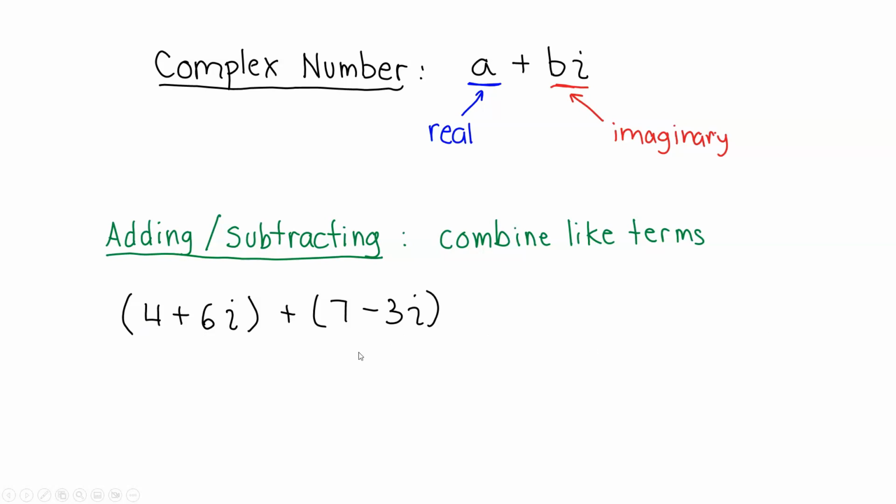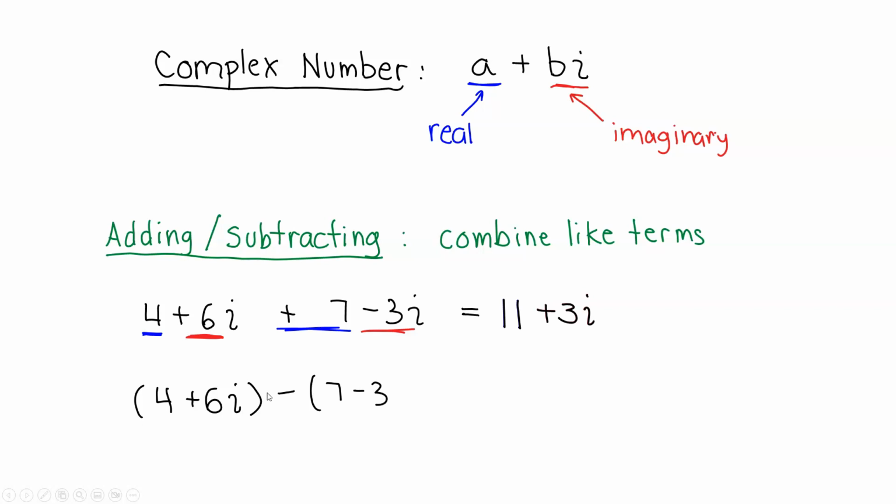Well, all I have to do for this, because I'm adding, I don't really need the parentheses. I'm just going to combine like terms. I'm going to do the 4 plus the 7. Those are the real parts. I get 11. The 6i minus 3i is going to give me a positive 3i. So 11 plus 3i would be the result of adding those two numbers together.